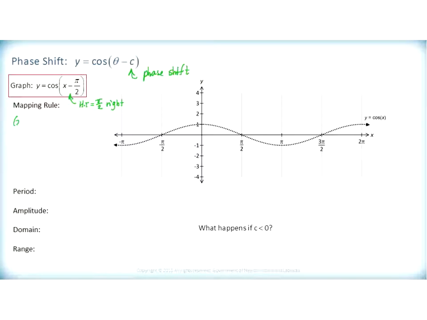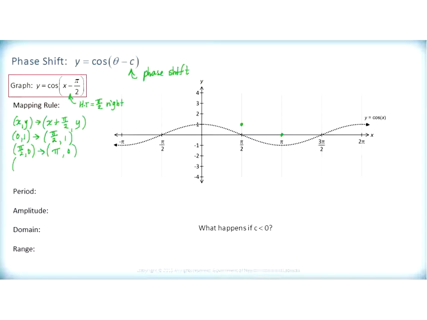The mapping rule, which will help us to get the new graph, takes (x, y) from the base graph of y equals the cosine of x, and it will get mapped onto (x plus pi over 2, y). We keep the values of y the same. So for the base graph of y equals the cosine of x, (0, 1) will get mapped onto (pi over 2, 1), which will be the first point on my new graph. Then you had the point (pi over 2, 0). Pi over 2 plus pi over 2 is pi radians, so (pi, 0).